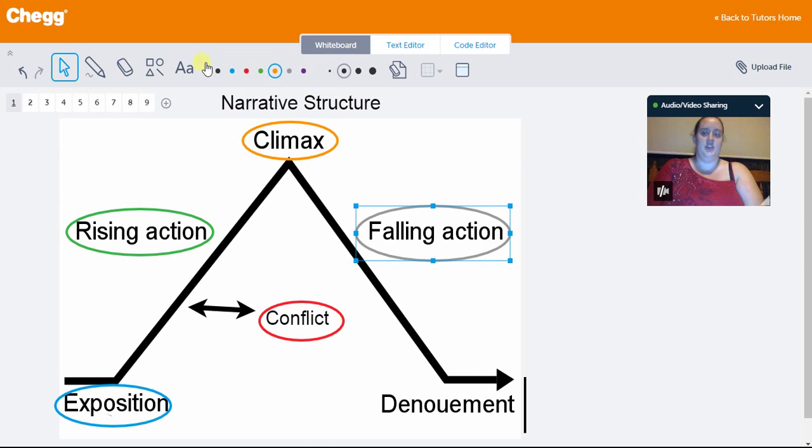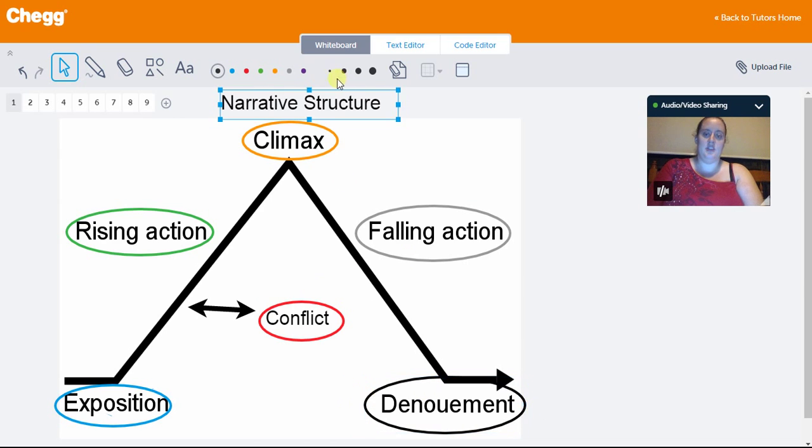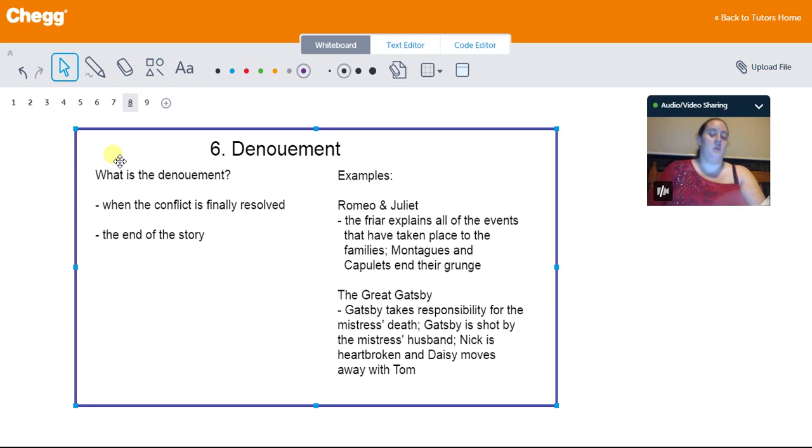The last section is denouement, and denouement is kind of where everything is wrapped up in a neat little package, and this means that everything's resolved, and in some cases everybody's happy or back to living normal lives. So this is where the conflict is resolved and also the end of the story.